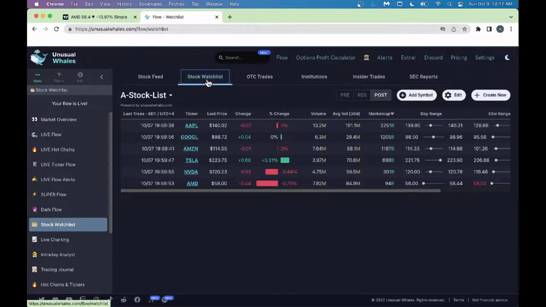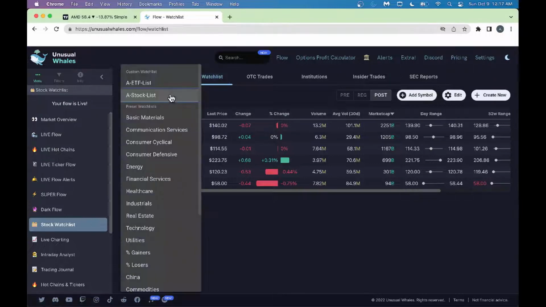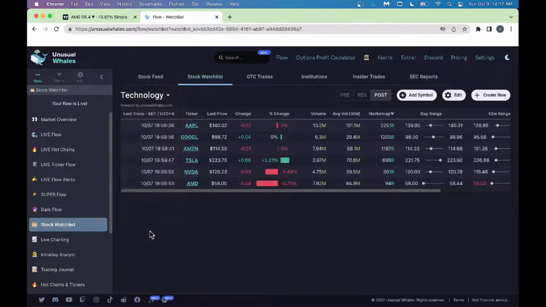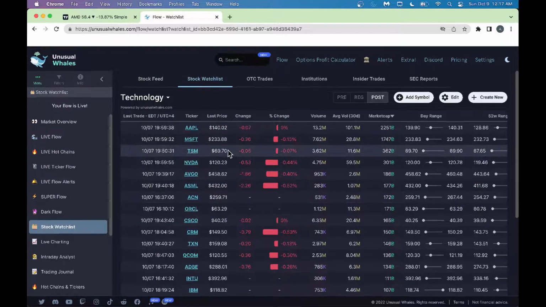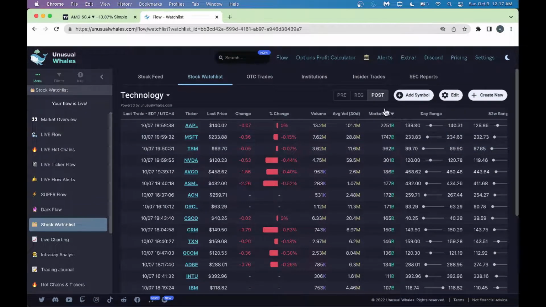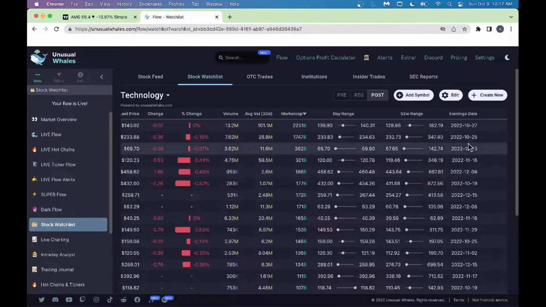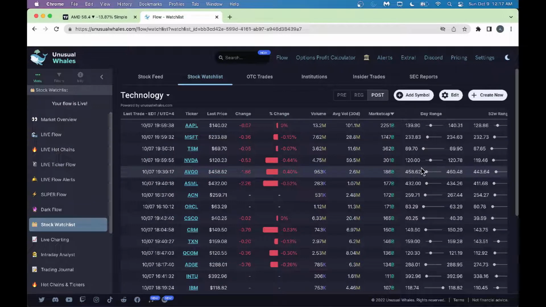And as you can see here, you might not want to look at everything, you might want to look at one area. For example, you're a technology guy, you could click on technology here. You can look at all the technology stocks, and you could sort it by market cap and look at their earnings date and so on and so forth. A nice handy view here, and you could do some more analysis.